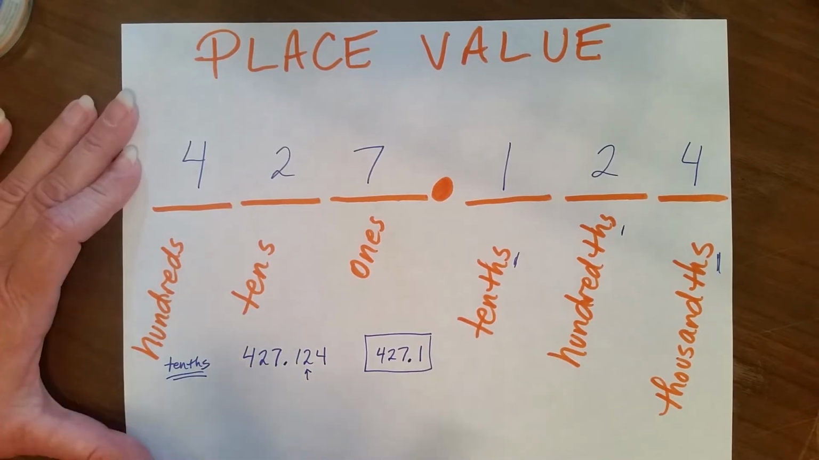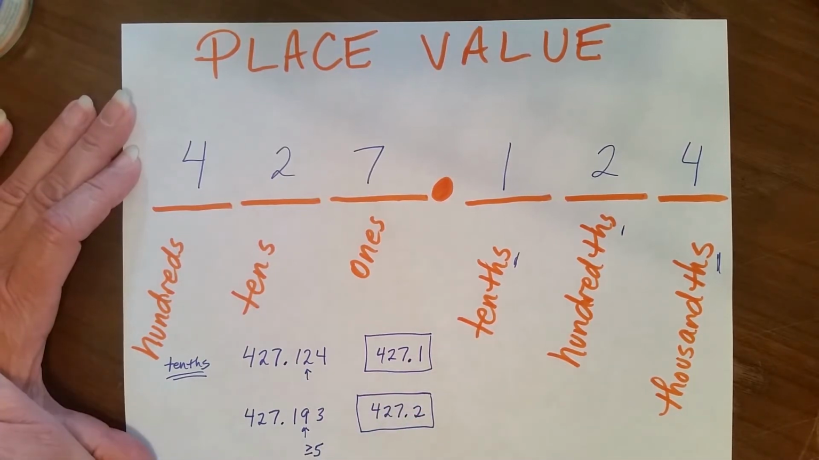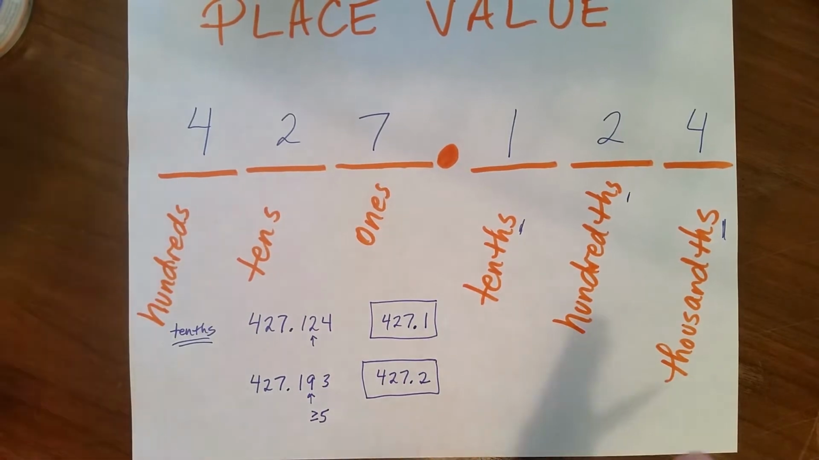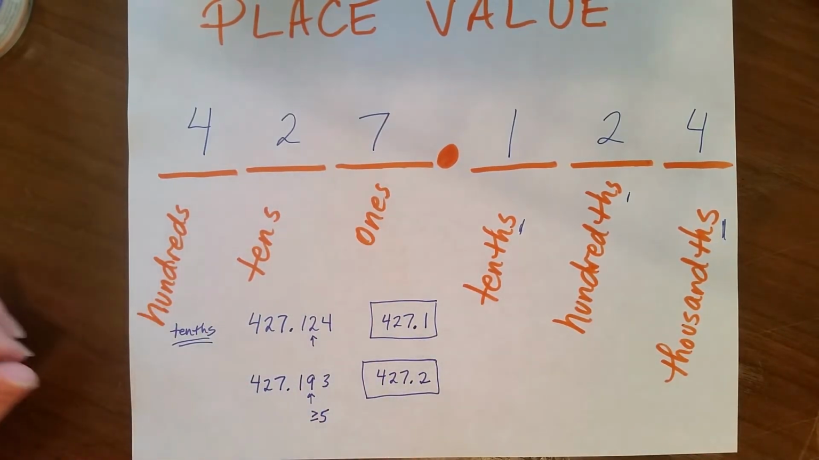Okay? Now, let's suppose that this number was 427.19, I don't know, 3. It doesn't matter what this number is. We don't look at this number. If we're rounding to the nearest tenth, we look at the number just to the right. Since this is greater than or equal to 5, we're going to round this one up. So this number would actually be 427.2 rounded to the nearest tenth. Okay? All right, I just wanted to review that real quick, and now we'll get right into the lesson.